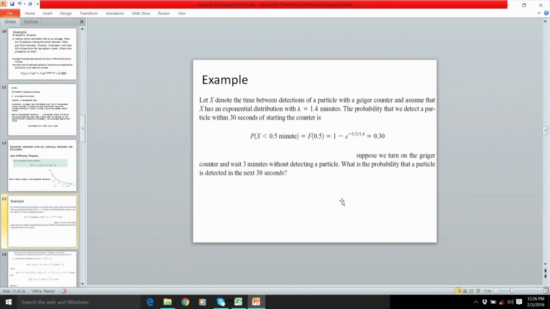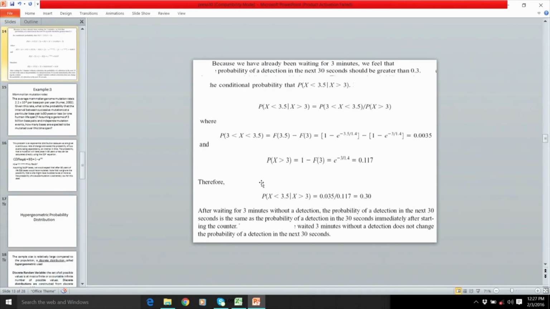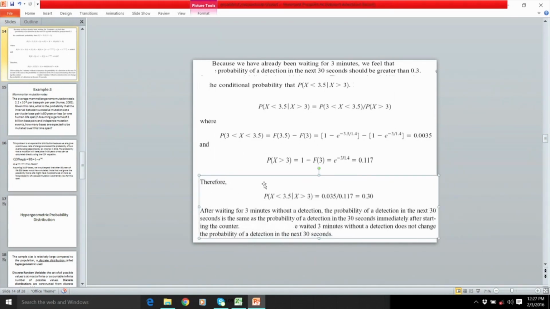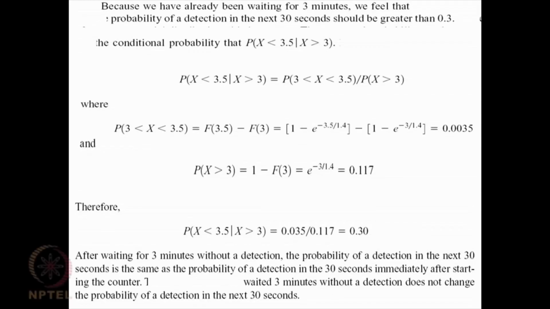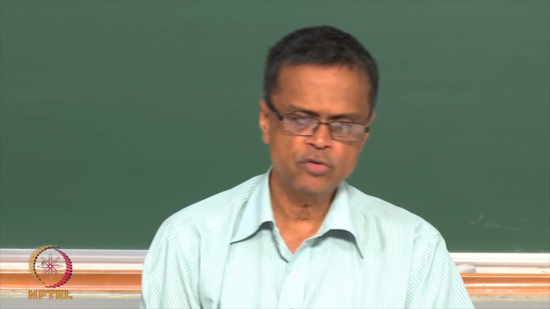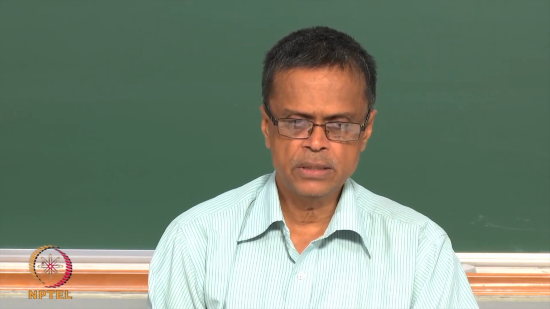Just because we have not seen a particle for 3 minutes, do you think the probability will increase? No. If we start doing these calculations, we will end up again with the same answer, which means even after waiting for 3 minutes without detecting a particle, the probability of a detection in the next 30 seconds is the same as the probability of detection in the 30 seconds immediately after starting the counter. Whether I wait for 3 minutes and then look for a particle within 30 seconds, or I start my Geiger counter and look for a particle within 30 seconds, you will get the same probability.